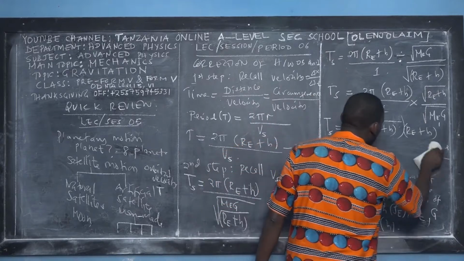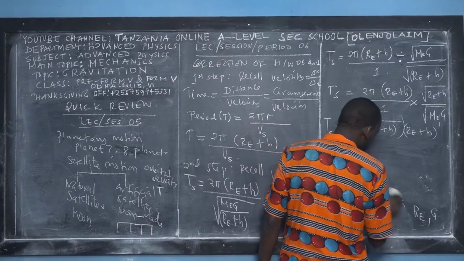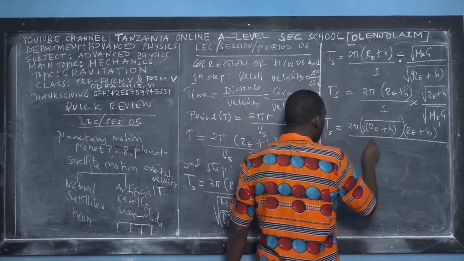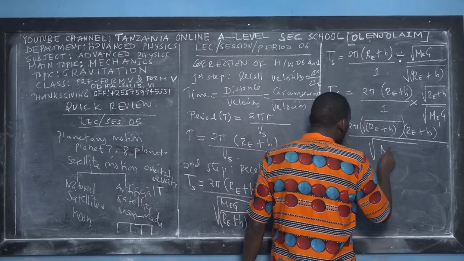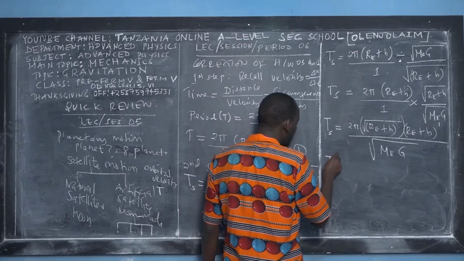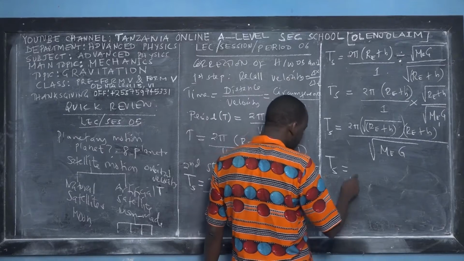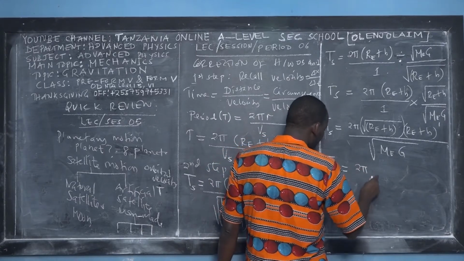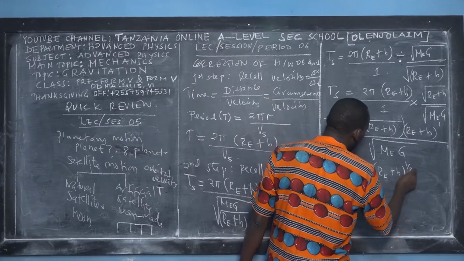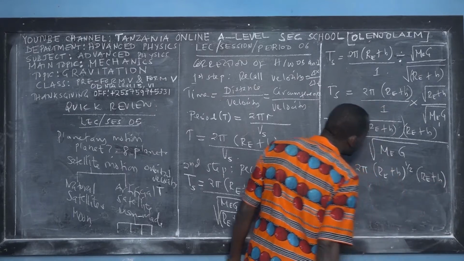So we divide with what? Divide with the square root of the product of the mass of S and the gravitational constant G. So the period of the satellite is equal to twice pi, and then radius of S plus the height to the power of a half, and then radius of S plus the height h.